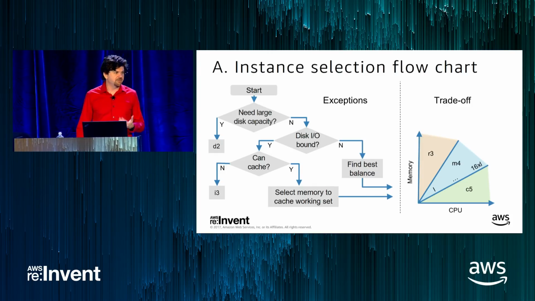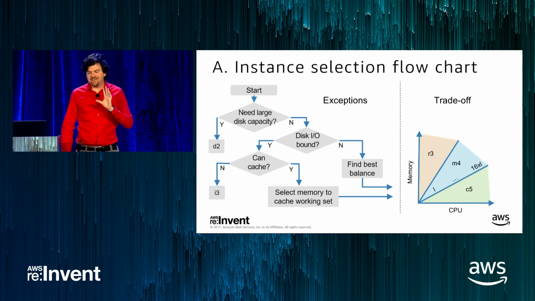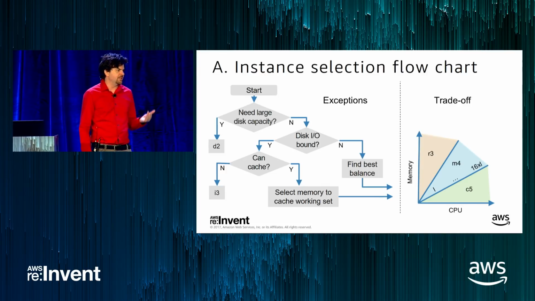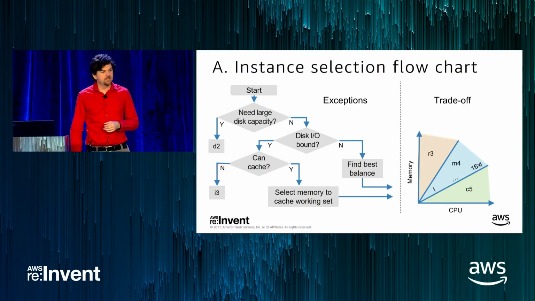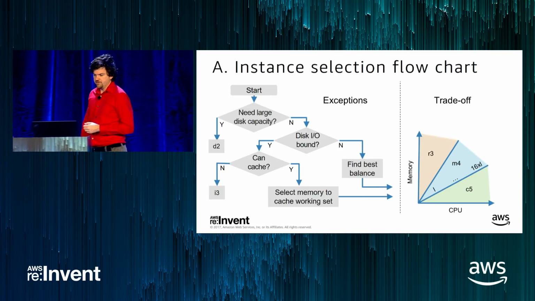But for some of these, it's going to end up being a choice between whether we want to go memory or CPU, and if it's memory, it's R3 instances, and if it's CPU, it's C5. At Netflix, we do actually have a lot of M4 instances, so they're very popular.